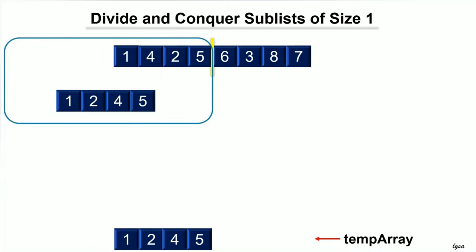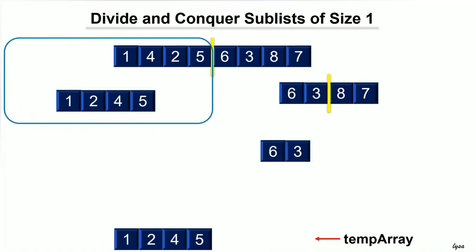Let me take the right hand side with the 4 elements, 6, 3, 8, 7. Split it at the middle. Take the left sublist. Split it at the middle. Take the left. I am stuck with a single element. I can do no more splitting. So I go to the right sublist.